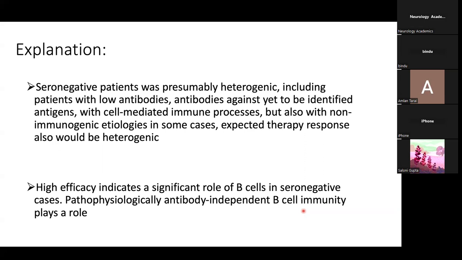Now what we get is years later, maybe seropositive, because of the improvement of the analytic procedure, and also.